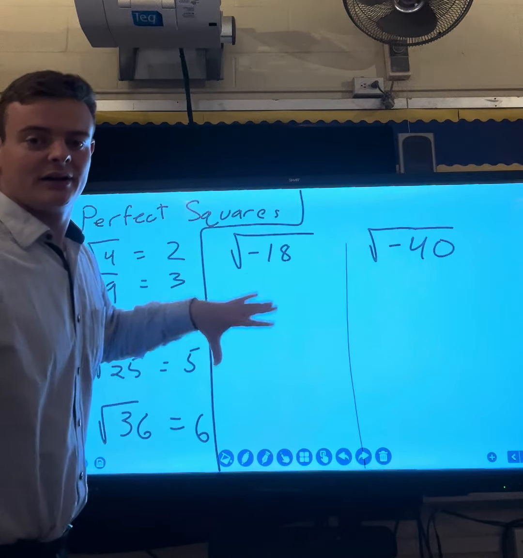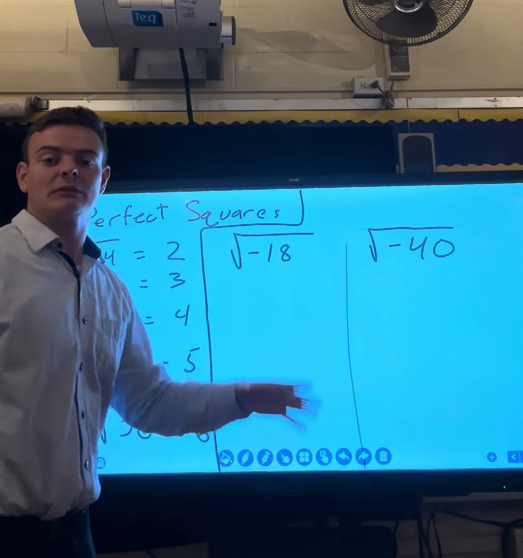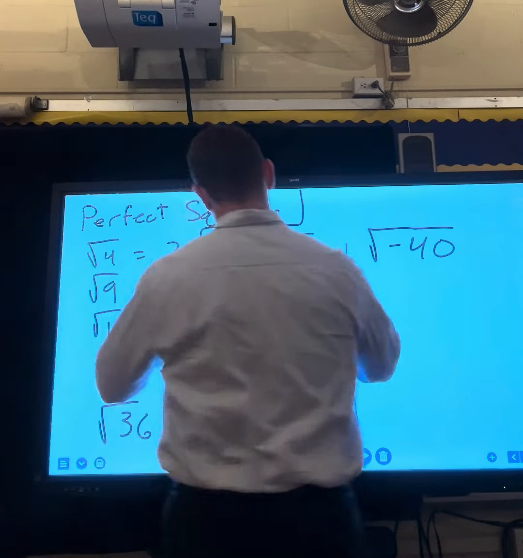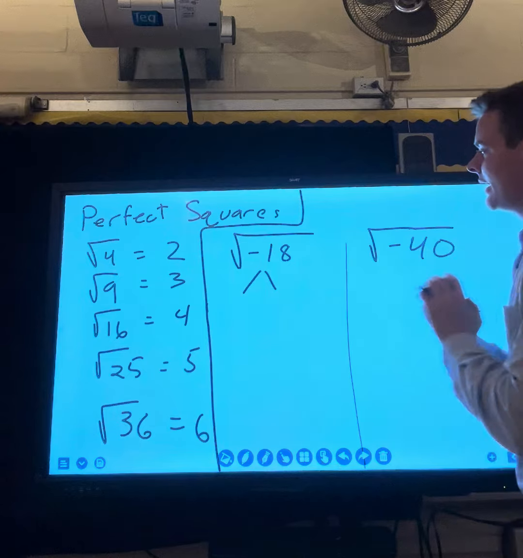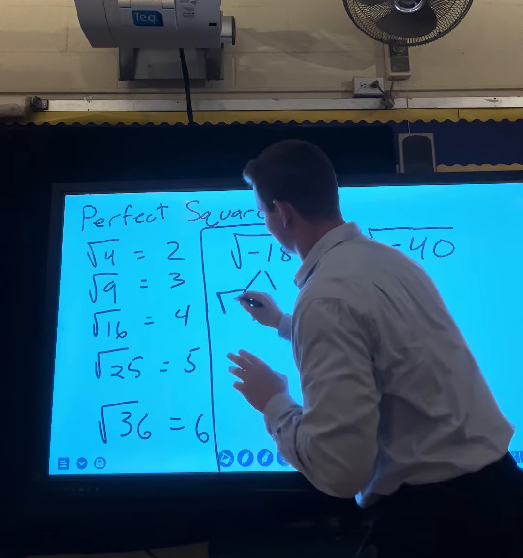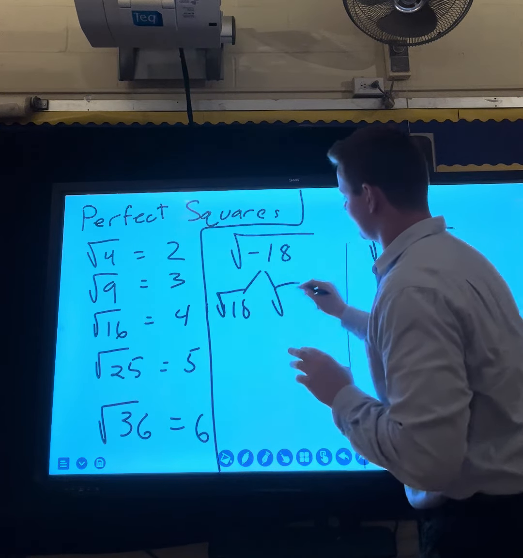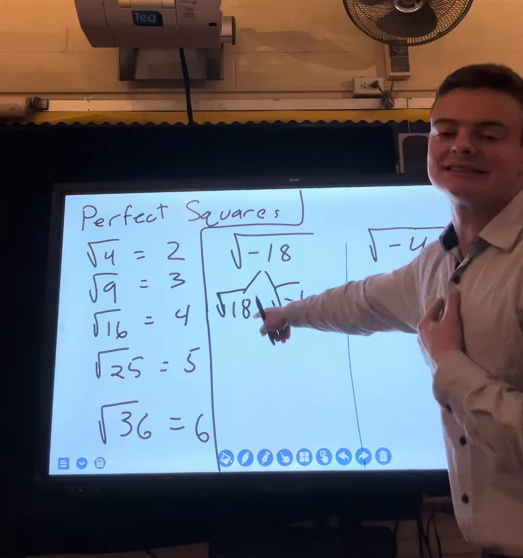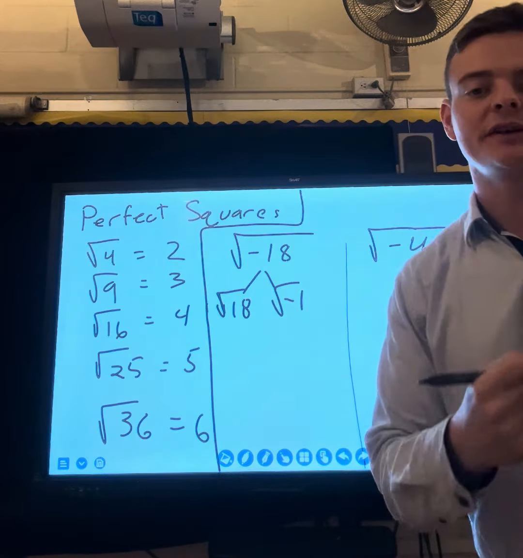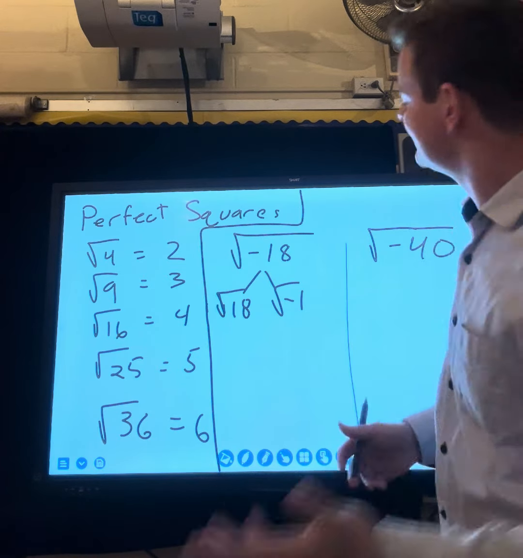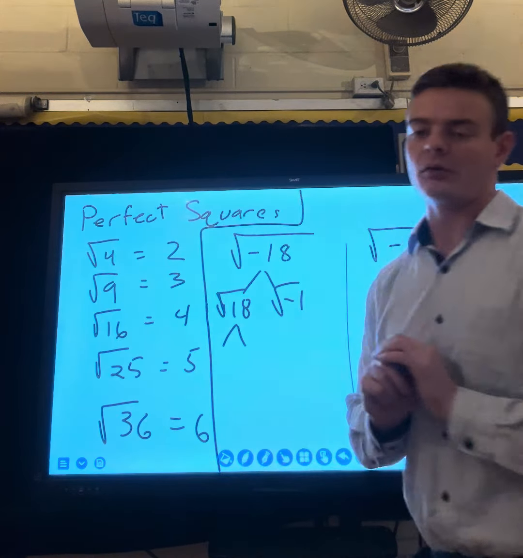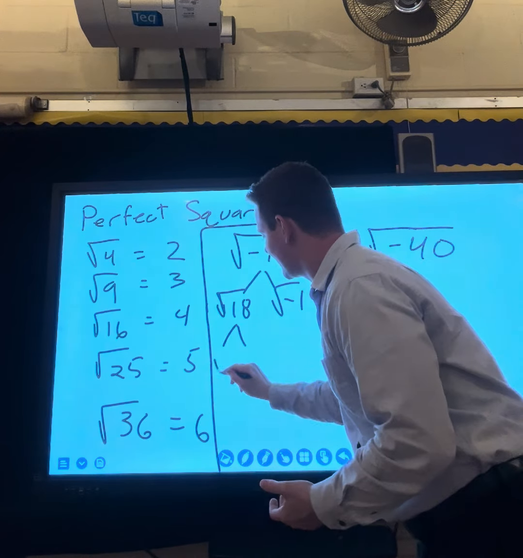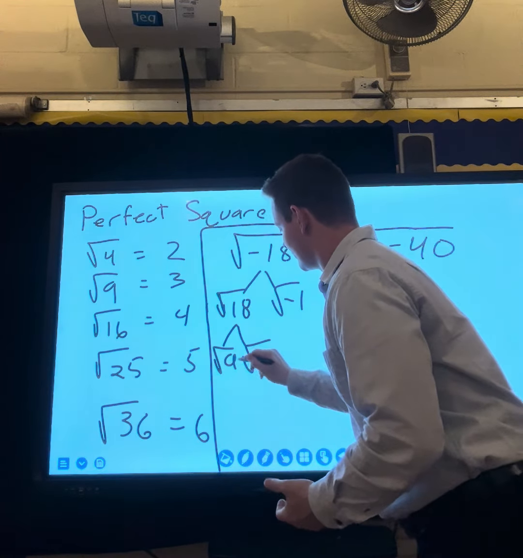Now I have the square root of -18, which is not a perfect square. So here's how I deal with one of those. In the same exact way, I'm going to split it up to be 18 and -1. Cool. Is the square root of 18 nice? Not really. I gotta split it up even more. What perfect squares go into 18? That's going to be 9 and 2.